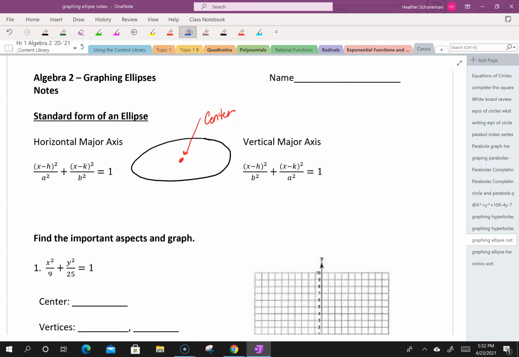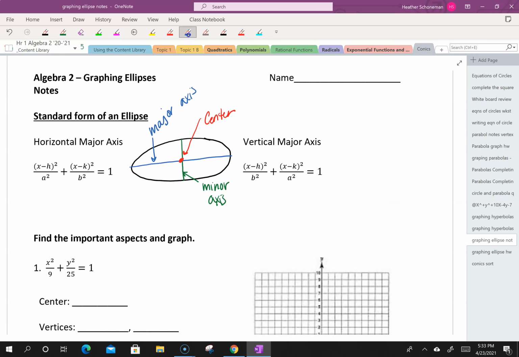and then there's always going to be two axes. One will be longer than the other, and that one is called the major axis. The other one is going to be shorter, and that one is called the minor axis.